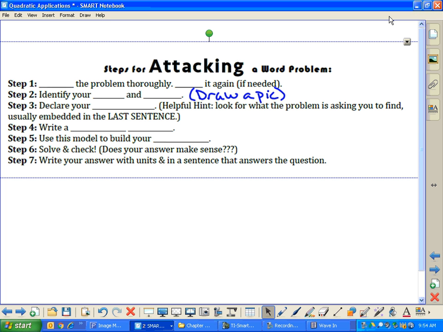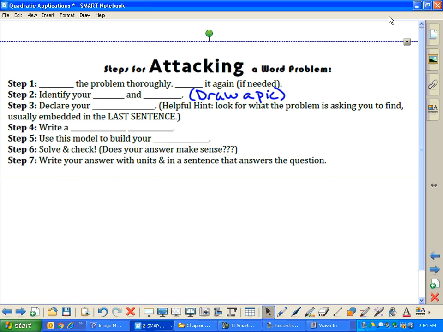Do you remember, Tamara? Yeah, step 1, read the problem thoroughly. Read it again if needed. Some of you are going to have to do that. It doesn't mean that you're less intelligent if you have to read it 2, 3, 4, 5 times. That's normal. So don't beat yourself up for having to read the problem again.